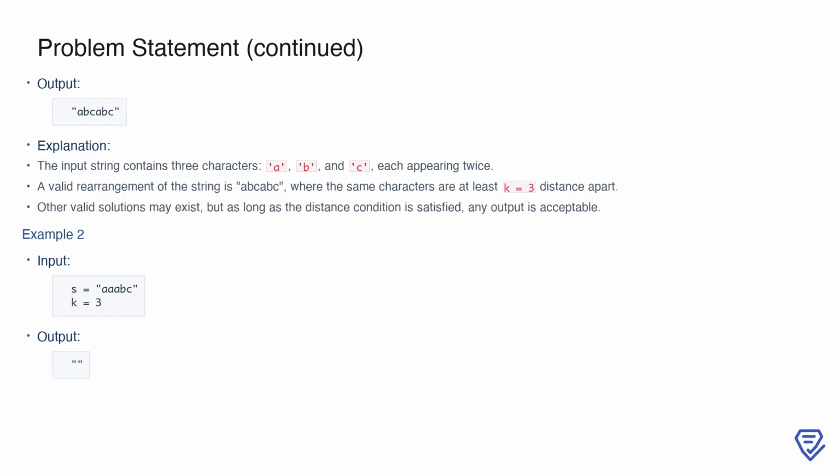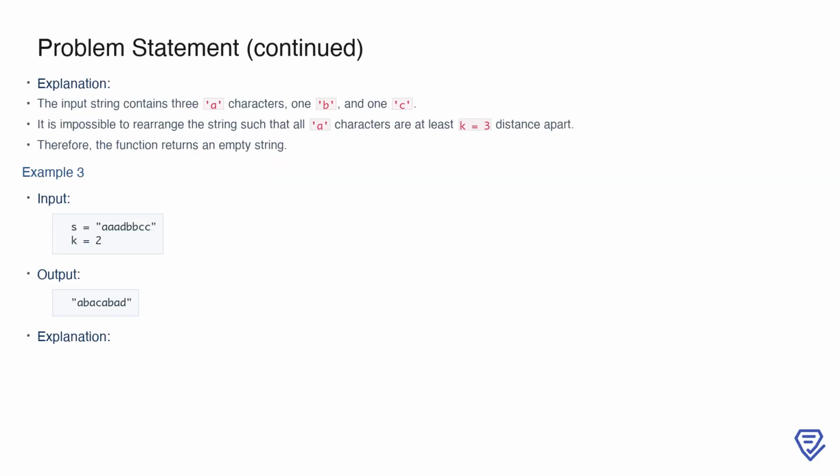Since the input string contains 3 distinct characters a, b, and c each appearing twice, we can distribute them evenly to maintain the required distance. While this is one possible solution, other valid arrangements may also exist, as long as they meet the k distance requirement. On the other hand, for the input s equals "aaabc" and k equals 3, it is impossible to find any rearrangement where all the characters are at least 3 positions apart, so the output would be an empty string. This impossibility arises because the string contains 3 a characters, but there aren't enough other characters in the string to separate them by at least 3 positions. Therefore, no valid rearrangement exists, and the function returns an empty string.